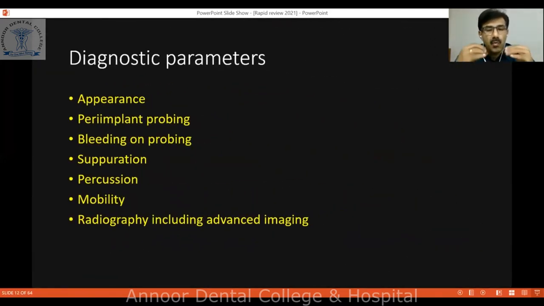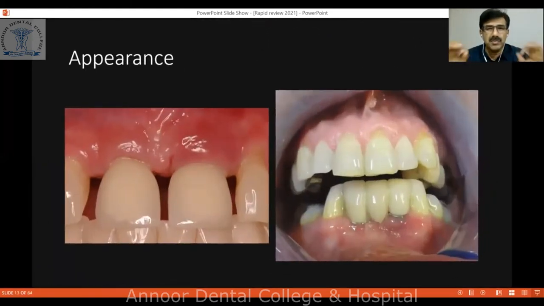Now, how will you diagnose the case of peri-implantitis? There are different parameters by which you can diagnose, and that is exactly what we are going to discuss one by one. One is appearance. Most of the time, an early peri-implant lesion is discovered by chance.